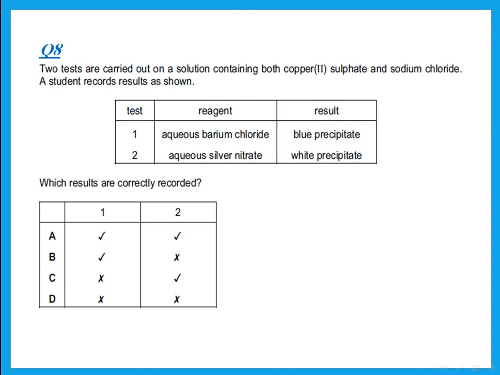The next question says two tests are carried out on a solution containing copper sulfate and sodium chloride. And he said the first test he added barium chloride. The first thing I'm going to ask myself, barium chloride is a test for what? Barium chloride is a test for sulfate. Well, do we have sulfate? Yes, he says I have copper sulfate. So if I add barium chloride to something that has sulfate, what should we get? Actually, we should get a white precipitate, not a blue. So that test number 1 is not a correct test.